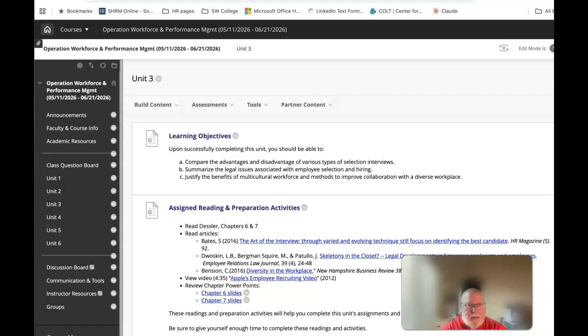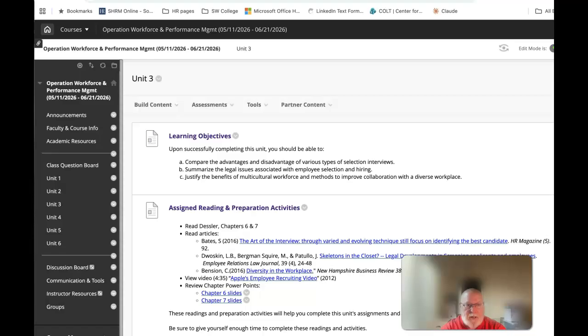So on the left-hand side, you can see a number of important topics and things such as announcements, which your page should default to when you open. Faculty and course information such as the syllabus and my contact information are located there. I encourage you to read both. There are a number of academic resources that might take you to references including APA formatting, which is important.